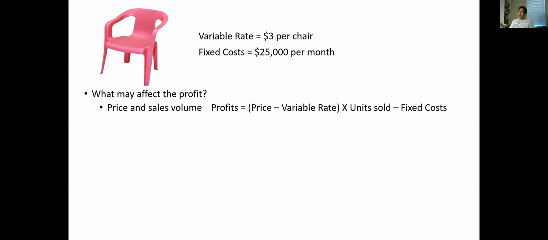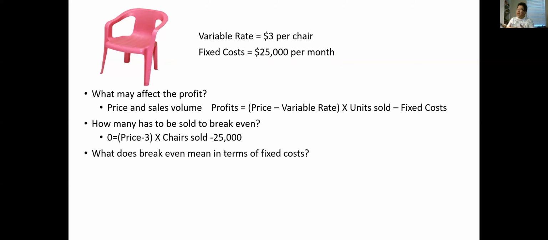So if you look at this, what may affect profits? Price and sales volume, like we talked about. So let's ask our first question. Given a certain price, how many units have to be sold to break even for the company? What is break even? It means the company is at the point where there's no loss and no gain.